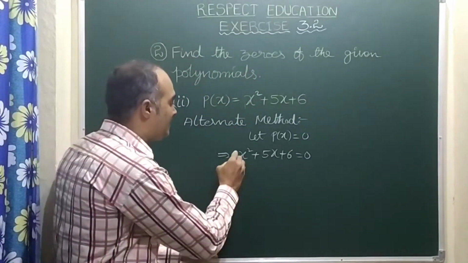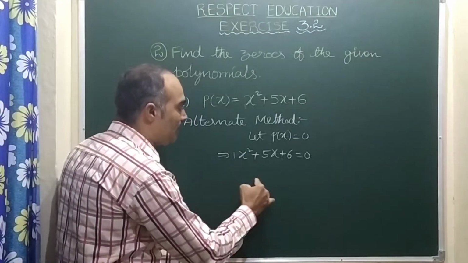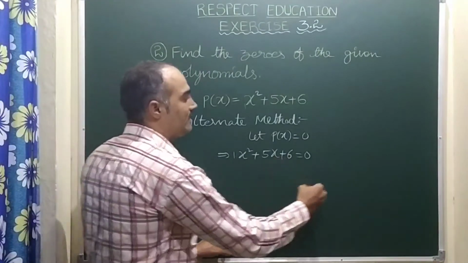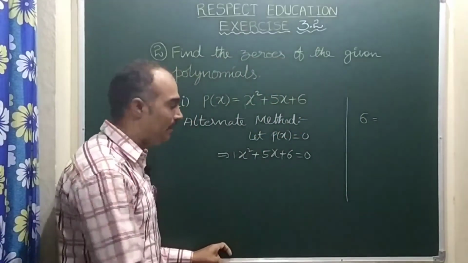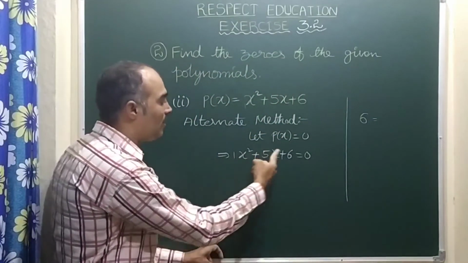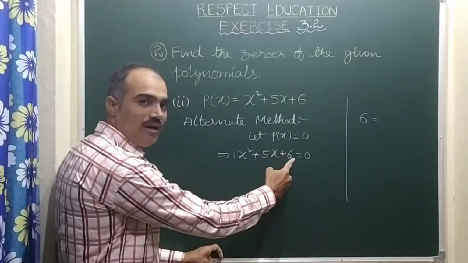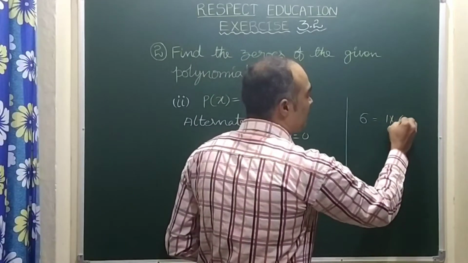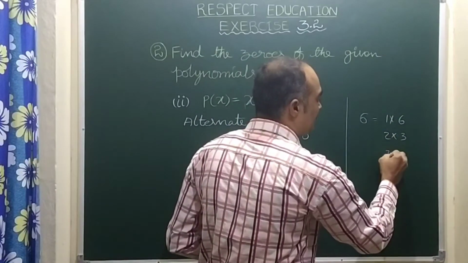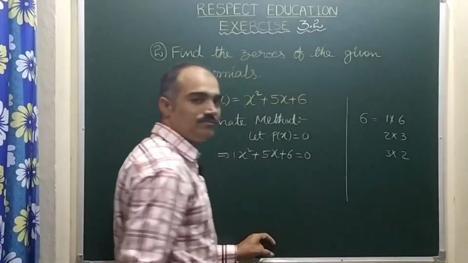Here you see children, the x square coefficient is 1. The constant is 6. Let us multiply these two first. 6 ones are 6. So for that 6, I repeat, the x square coefficient is 1, the constant is 6. Multiply these two, so 1 into 6 or 6 into 1, that is 6. Let us write the factors of 6 now. 1 into 6 is 6, 2 into 3 is 6, 3 into 2 is 6. Here when we get repetition, we can stop.